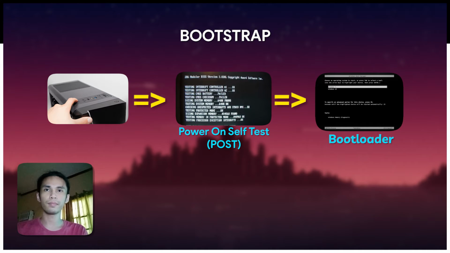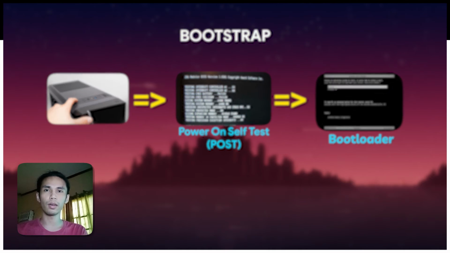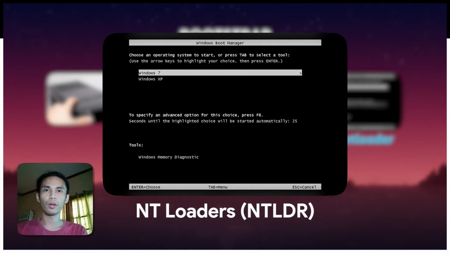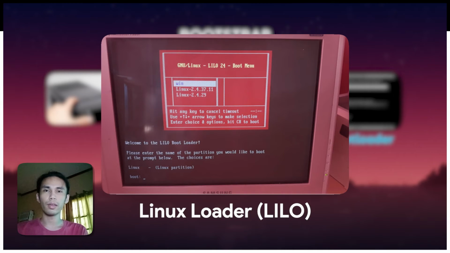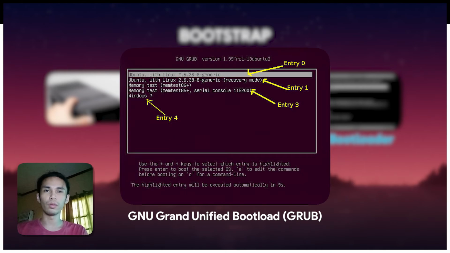Some typical programs that load the OS are NT loader or NTLDR, a bootloader for the Windows NT OS that usually runs from the hard drive. Linux loader, LILO, a loader for Linux that generally runs from a hard drive. GNU GRUB, or Grand Unified Bootloader, a multi-boot specification that allows the user to choose one of several OS.